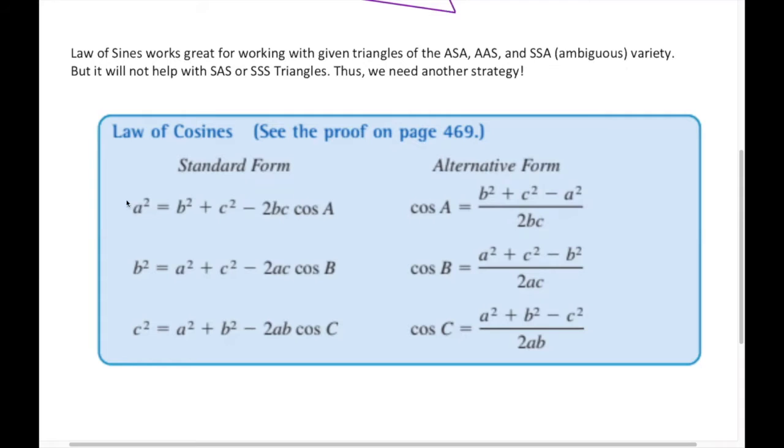So here are the formulas, okay? Just depending on how you want to think about which side and angle is A, B, and C. So there's three different varieties, and same thing with this alternative form. You don't need to memorize this. It's just here for reference if you'd like. Let's get into a couple of specific examples, and I'll show you exactly how law of cosines works in action.